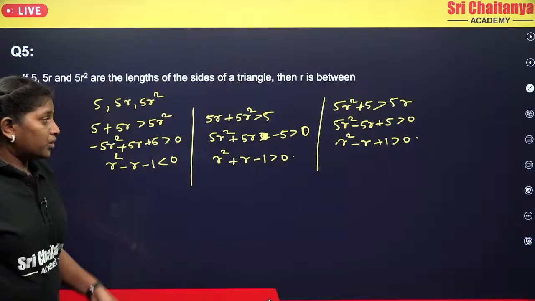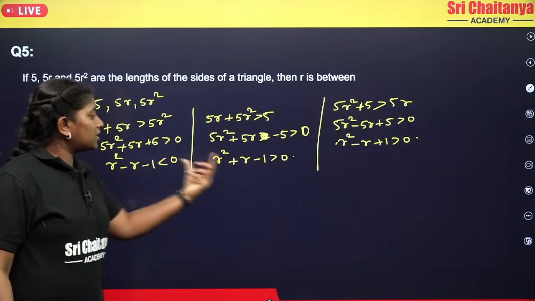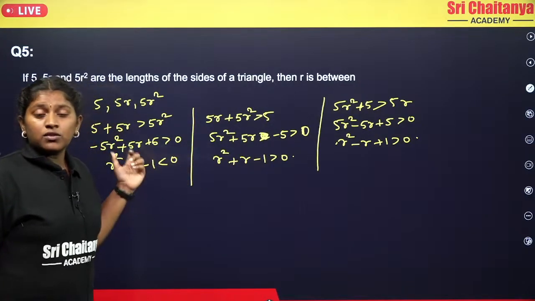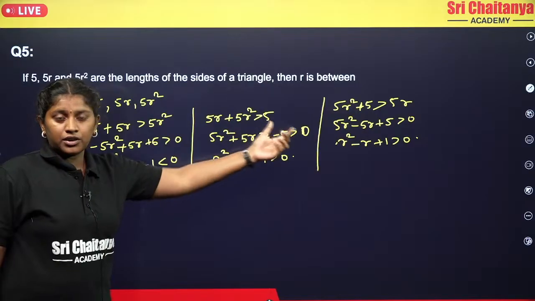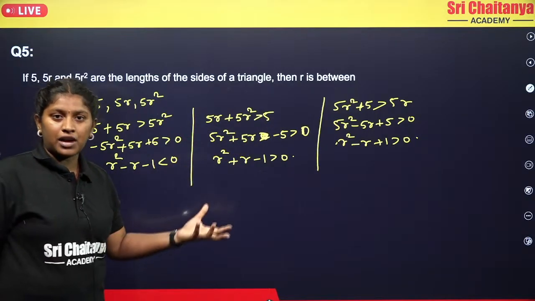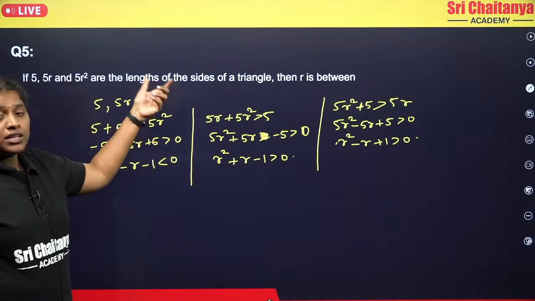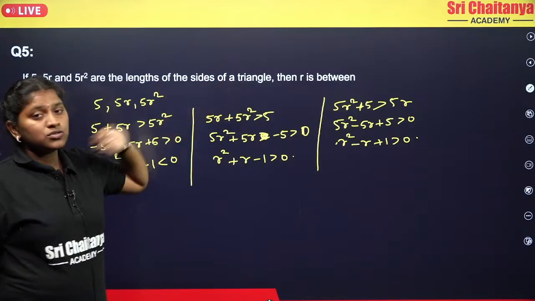Okay. So if you observe here, we got the three quadratic inequalities. Now just solve the quadratic inequalities. From there you will get the r values. So now from the r values you will get the range of r.